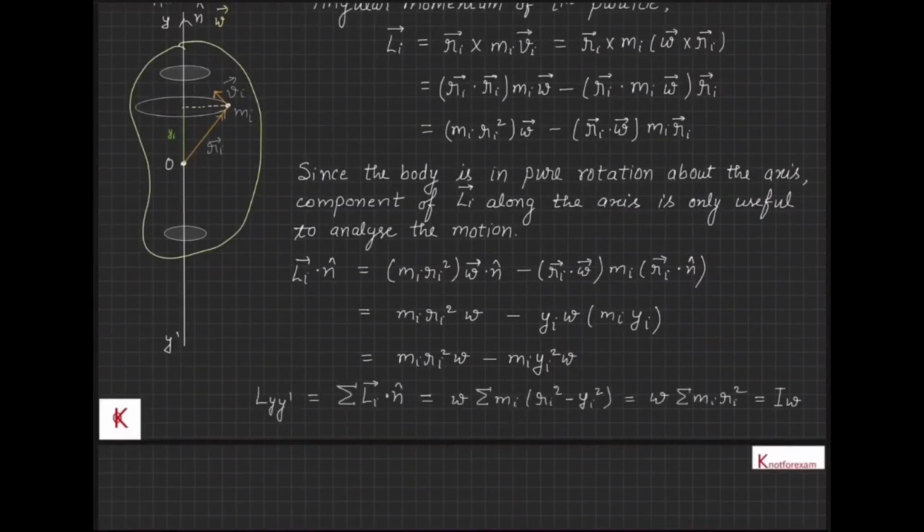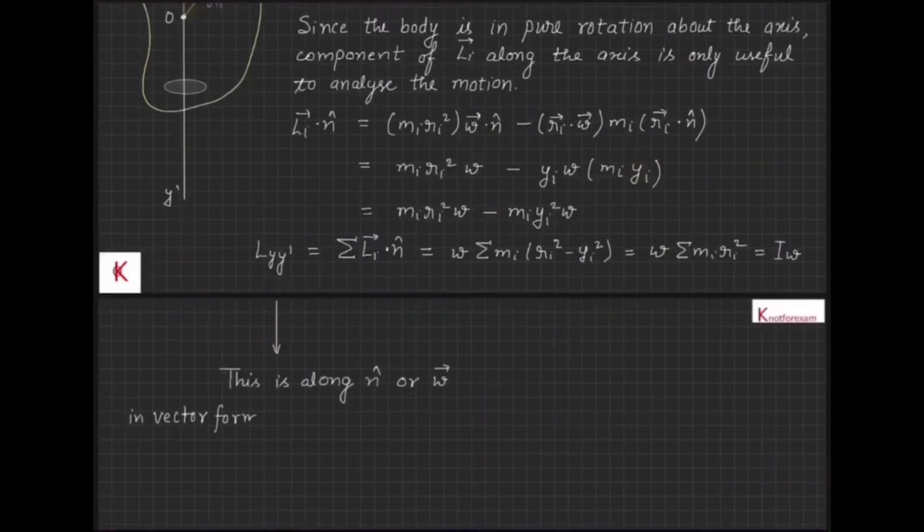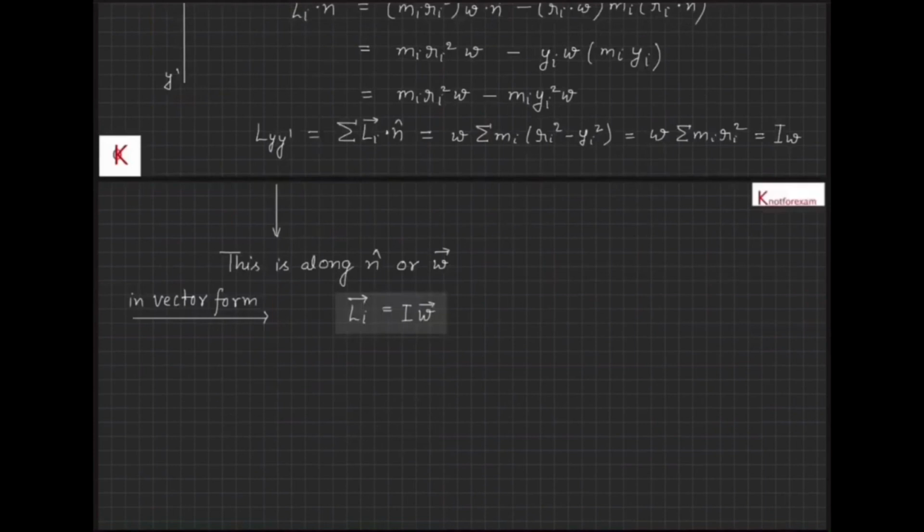Therefore the component of angular momentum along the axis, L_y', will be equal to sigma of Li vector dot n cap. That will be equal to omega into sigma Mi (Ri square minus Yi square). Since omega is constant and sigma of Mi Yi square will be equal to 0 by the property of center of mass, that will be equal to omega into sigma Mi Ri square, which is I into omega. This component of angular momentum is along the axis, that is along the omega vector. Therefore in vector form it can be written as L vector is equal to I into omega vector.